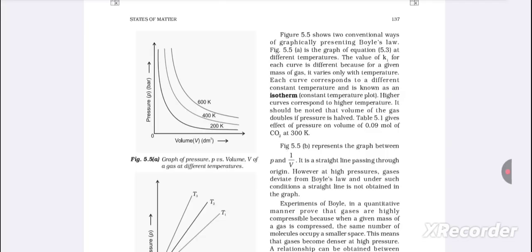Effect of pressure on volume of 0.0 mole of CO2 at 300 K. It is a straight line passing through the origin. However, at high pressure, gases deviate from Boyle's law, and under such condition, a straight line is not obtained in the graph.